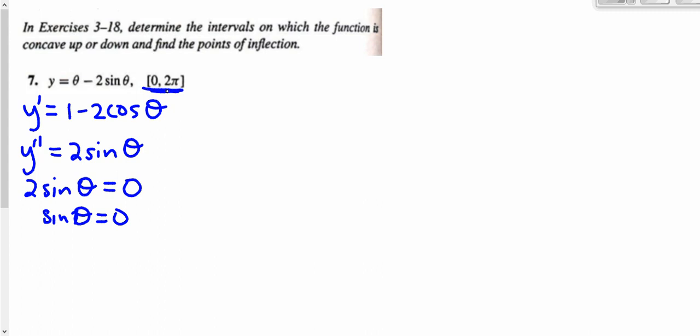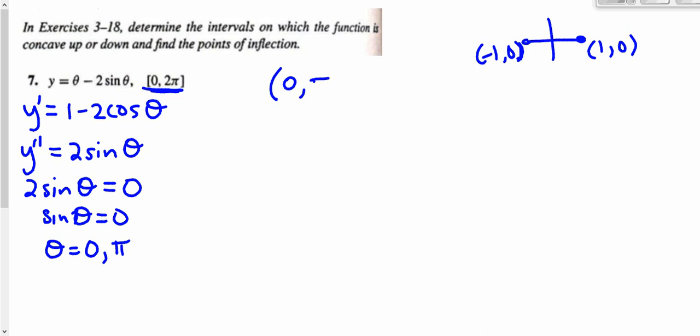So between 0 and 2 pi, where is the sine value equal to 0? You can use your unit circle to help you figure that out. At 0 radians it is, at 180 radians it is. So that gives us 0 and 180, or pi, I should say. Not 180 radians, but pi radians. So we're going to divide our number line at those places. So from 0 to pi, and from pi to 2 pi.